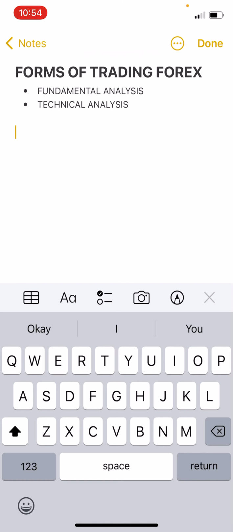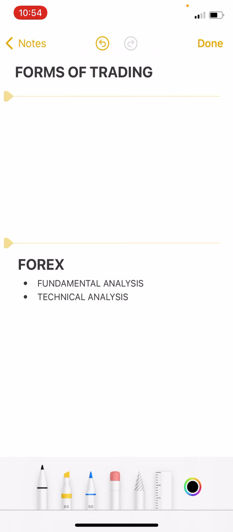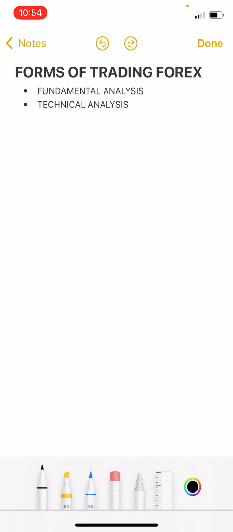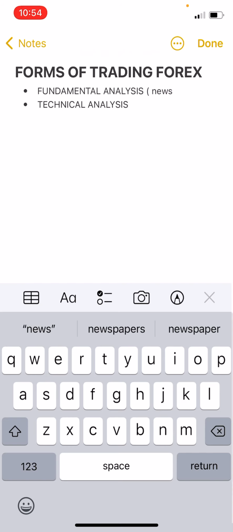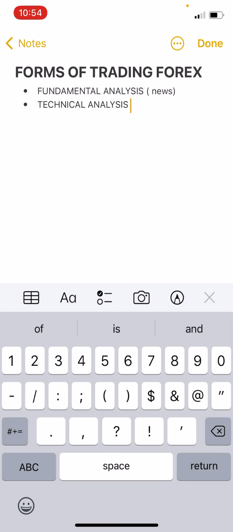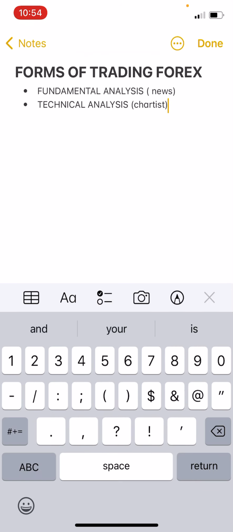Now, fundamental analysis is trading with news. For you to trade with fundamental analysis, you use news to trade, while technical analysis is the use of charts, trend lines, and the rest.